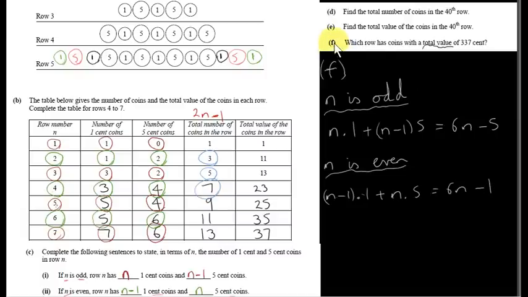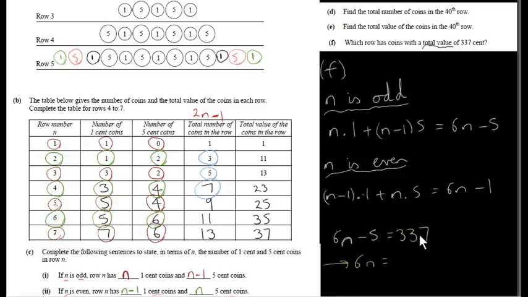Okay, in part F, we're given that the value is 337 cents. Now we don't know whether this row is odd or even. So let's just assume that it's odd. Let's see what we get if n is odd. Well, we put 6n minus 5 equal to 337. We solve it to find n. n will be the row number. Let's see what that gives us.